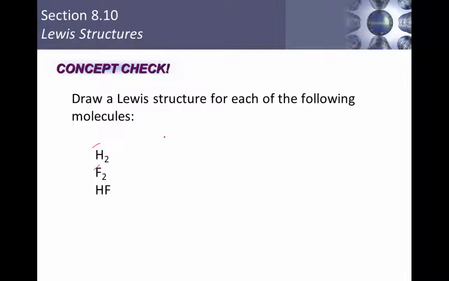Hydrogen has 1 valence electron. Okay, and fluorine has 7, so that's a total of 8. Okay, so we've got our total valence electrons. Now we attach them with a dash. Okay, I've used 2 electrons so far. I've got 6 more left. The next step says fulfill the octets on the outer atoms. So I'm doing that. 2, 4, 6, 8. There's all our valence electrons, and here's our drawn hydrogen fluoride molecule.